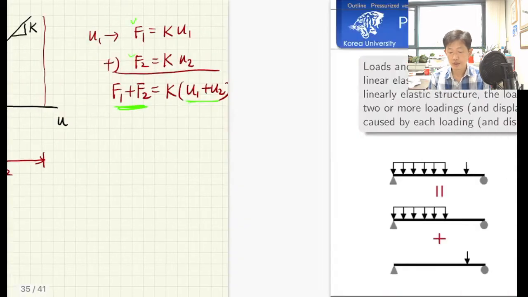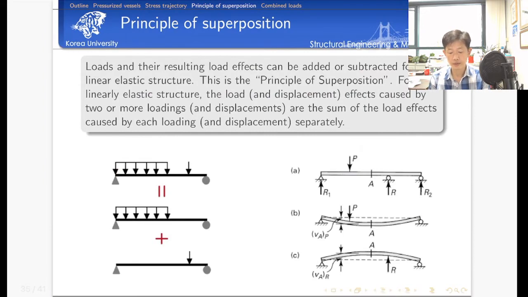So this means if you have complicated load systems, for example, let's say I have a distributed load and a concentrated load, instead of handling these two different types of loads together, we decompose these loads into two: one distributed load and one concentrated load. Then for the simple load cases, we get the solutions. And once we have the solutions, we superpose these two solutions together, whether for stress, displacement, internal forces, or whatever, okay?